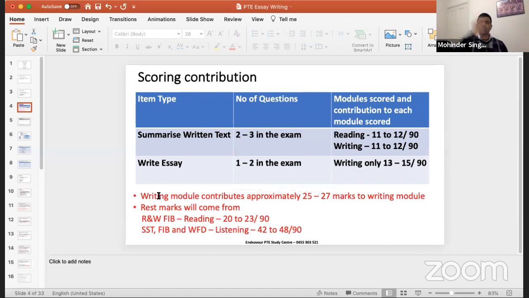Now, the most important thing to understand here in PTE is that most of us have done IELTS before and we are scared of the IELTS essays, because we don't understand how IELTS essays are scored, as the scoring criteria is not quite defined. Most people struggle in IELTS essay writing. Now, there are many reasons why people struggle.